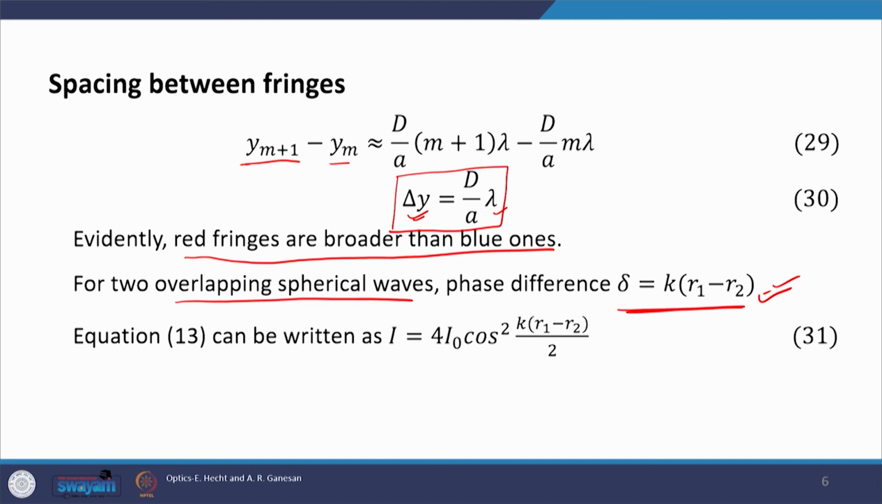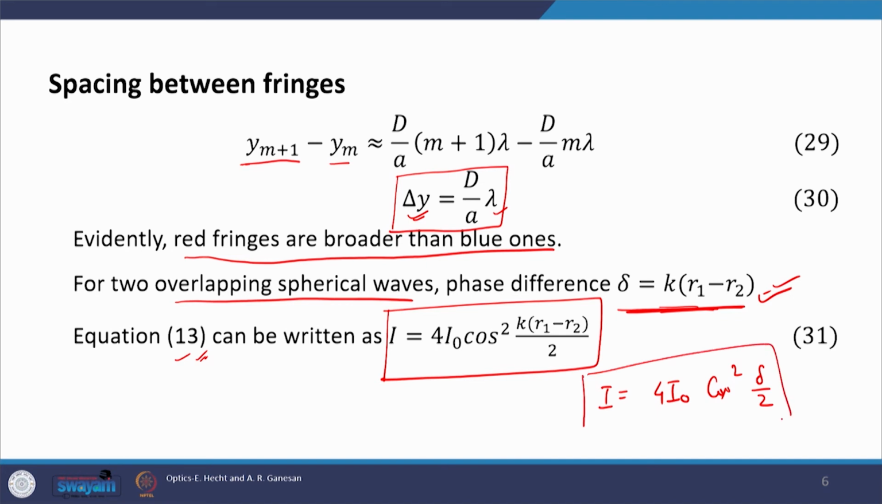Now, we will substitute this phase expression into equation number 13, which we derived earlier, and this will give us the expression for irradiance, which is 4 I naught cos square of k r1 minus r2 by 2. If you do not remember what was in equation number 13, I can write it here. It was this expression. This was equation number 13, and here we substituted for delta. And this gives equation number 31.